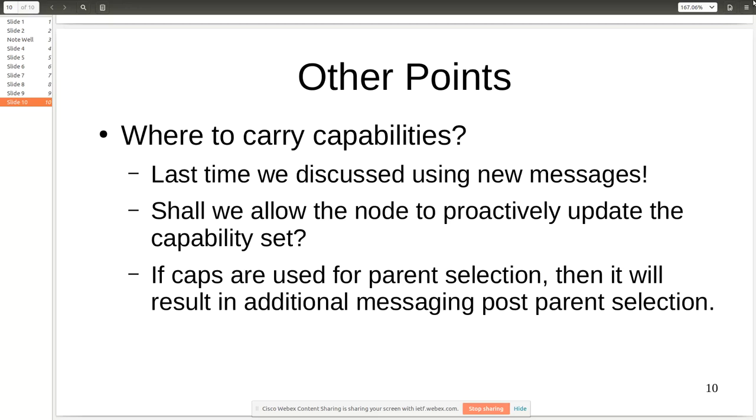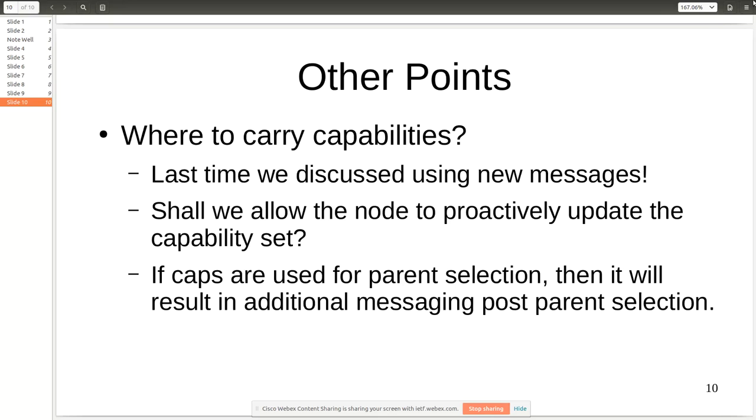So can we have something like this, that we define the options. These options can be carried in the DIO or in the new message. Certain capabilities might not need to be carried in the DIO, where maybe those capabilities could be queried. There will be a lot of capabilities which need not make any impact on parent selection.